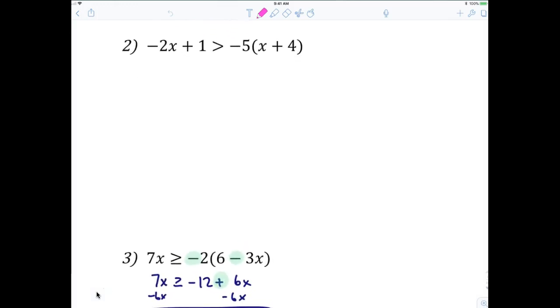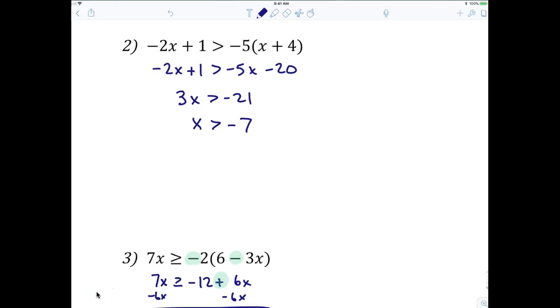Now for question number 2, we have to distribute correctly. So we would say negative 2x plus 1 is greater than negative 5x minus 20. Moving things around, 3x is greater than negative 21. Everybody happy with that? And so now we would just say x is greater than negative 7.